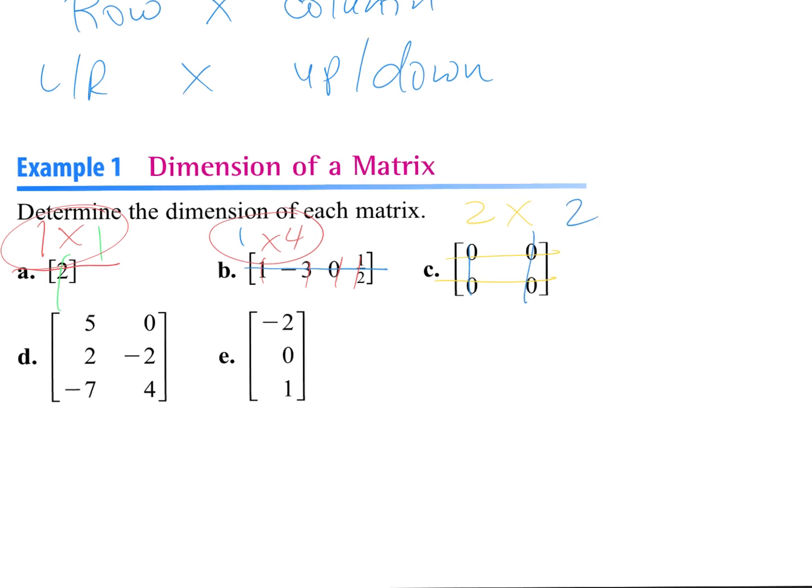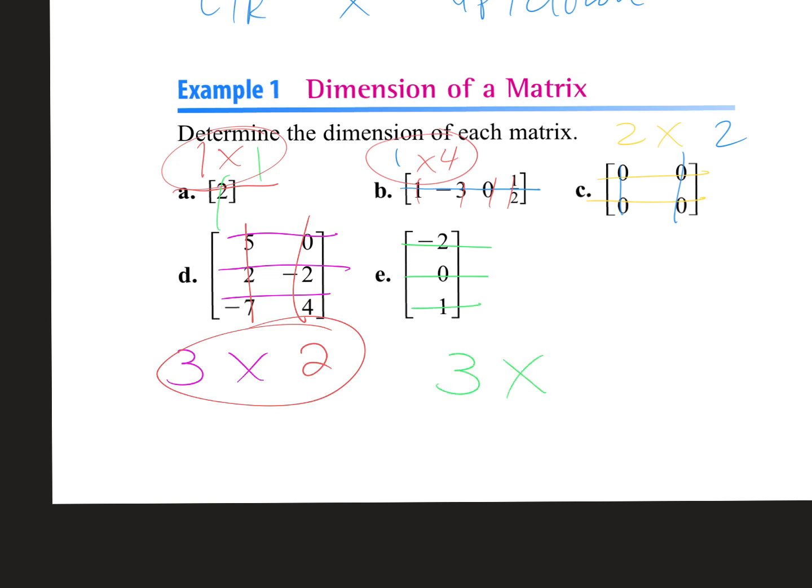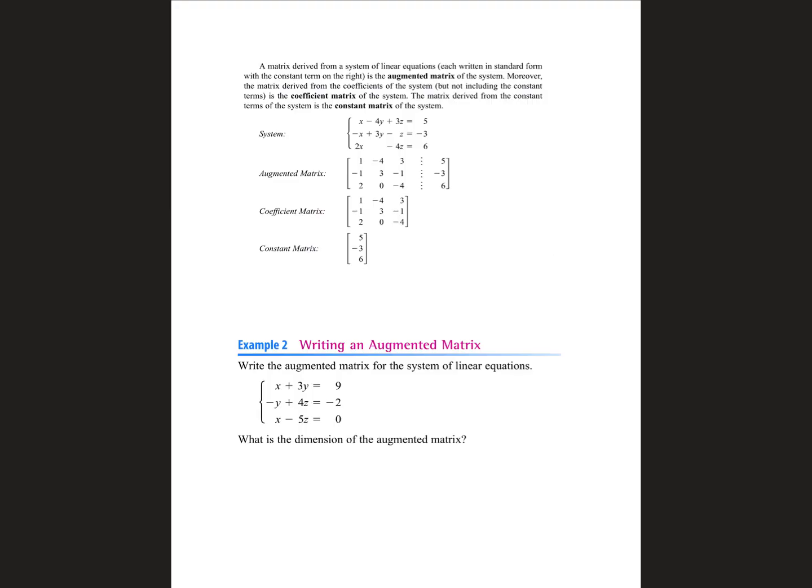All right, let's look at D. Left to right, how many rows do I have? 1, 2, 3. This is a 3 by what? A 3 by 2. There you go. Look at E. How many rows? 1, 2, 3. So I have 3 rows by how many columns? 1. This is a 3 by 1. So when they ask you for the dimensions of a matrix, it's how many rows you have, left and right, by how many columns, up and down. Does that make sense? Everybody good? Okay, let's look at the next piece.